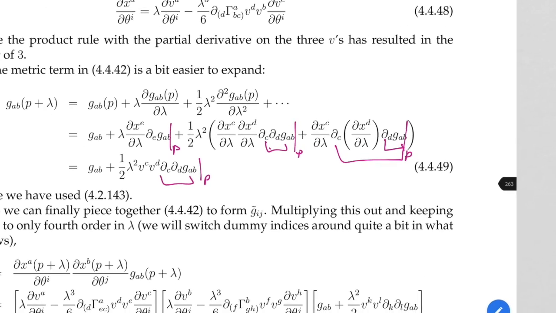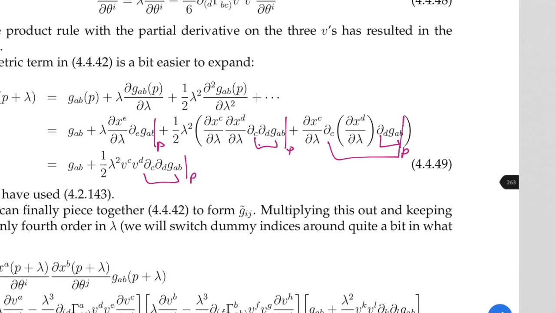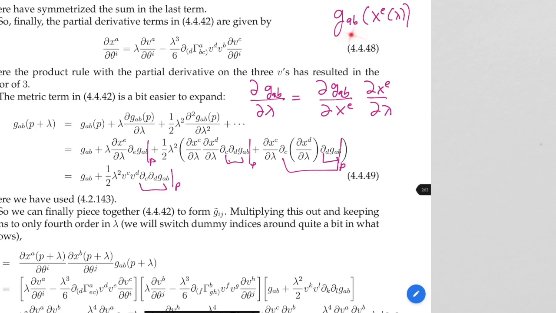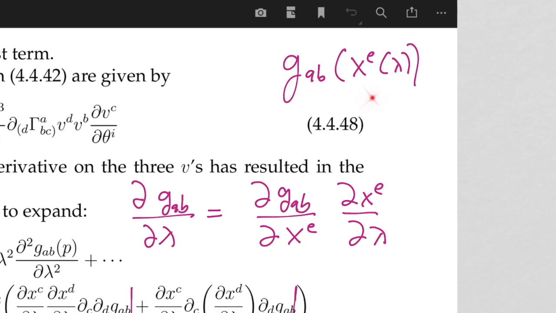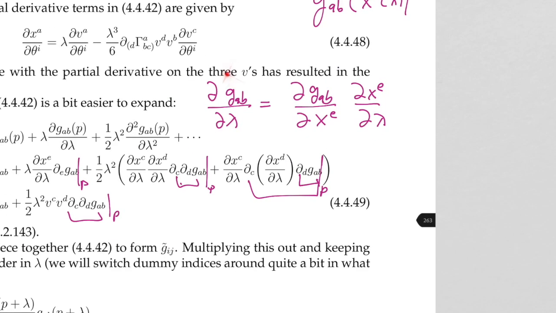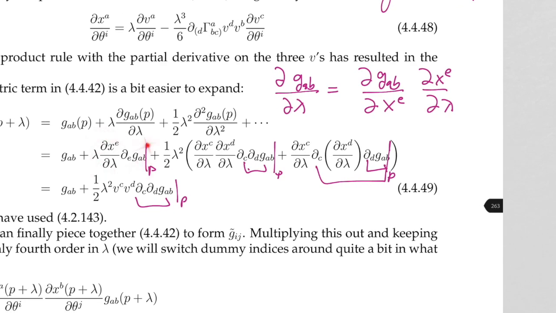I think we did this in a previous lesson too, but it's worth reviewing, so let me write it down. So we know that G_AB is a function of a geodesic path given by X^E of lambda. Ergo, the partial derivative of G_AB with respect to lambda is the partial of G_AB with respect to X^E times the partial derivative of X^E with respect to lambda, right? So that's what this is right here. This statement is this right here using the shorthand, where you would write partial_E G_AB, which I would prefer to be G_AB,E, like that, okay?